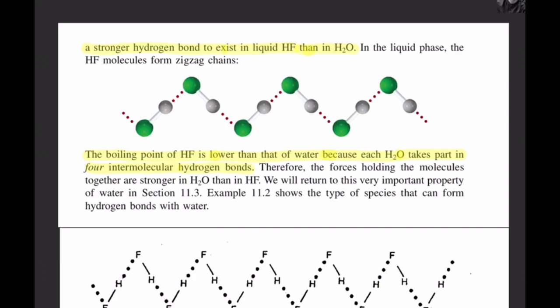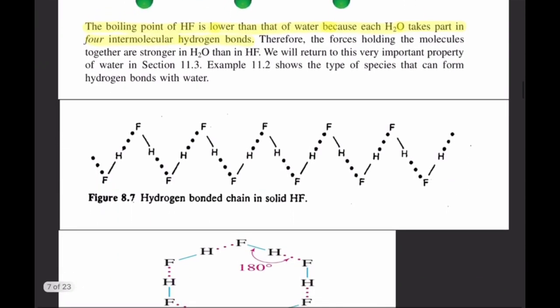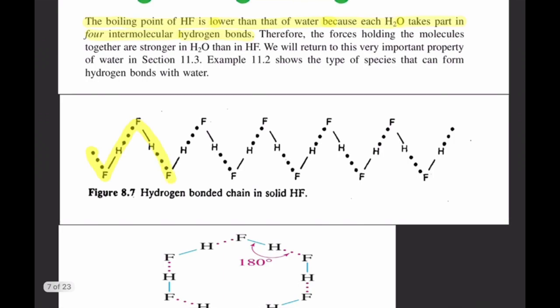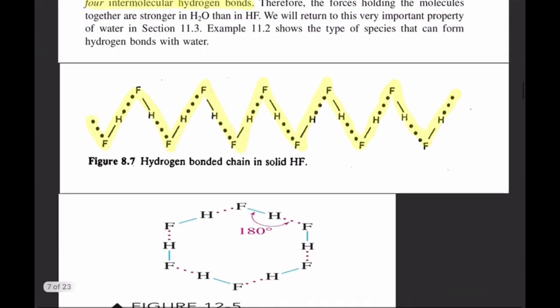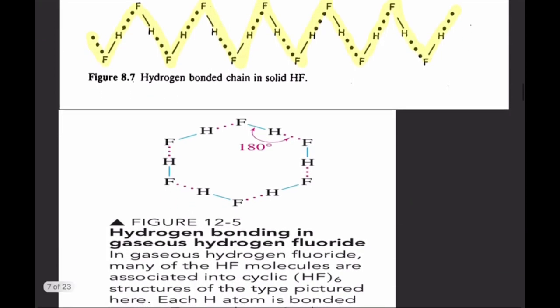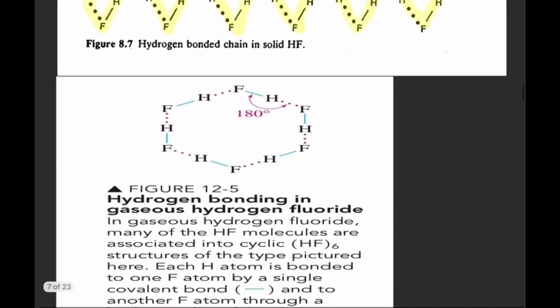So here this is a zigzag structure, and it is the liquid form of hydrogen fluoride. Hydrogen fluoride also forms the same type of zigzag structure in the solid state. And in the gaseous state it exists in cyclic form. So here they have mentioned that in gaseous hydrogen fluoride, many of the hydrogen fluoride molecules are associated into cyclic structures.